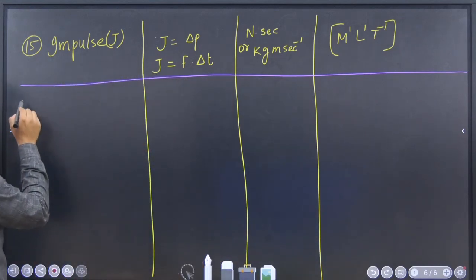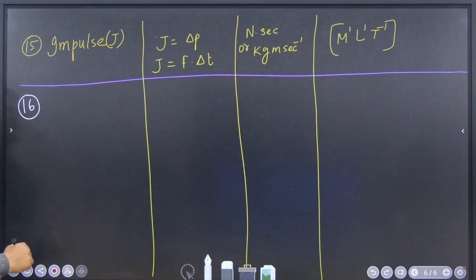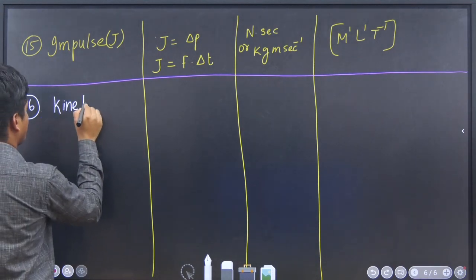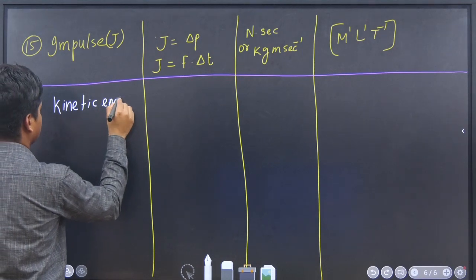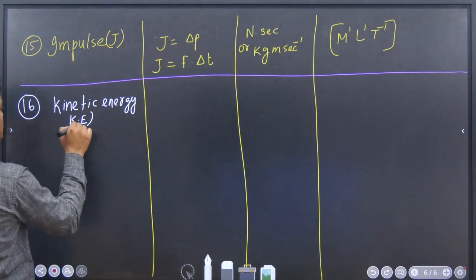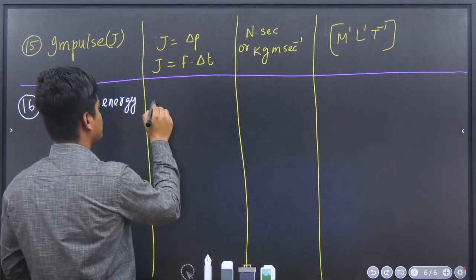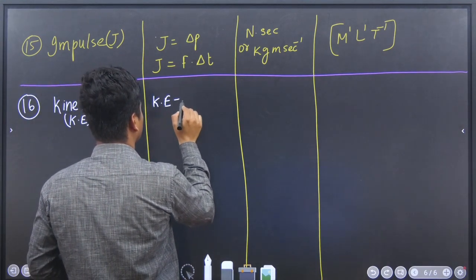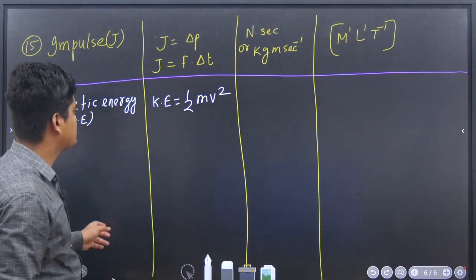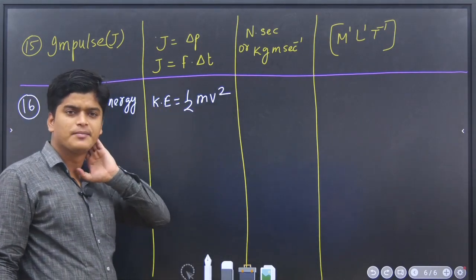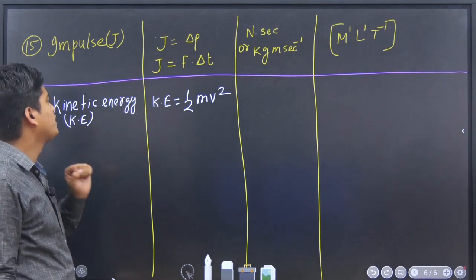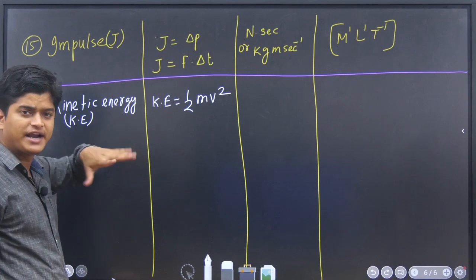So here, the 16th one. Remember, write kinetic energy, KE. Now what is kinetic energy? Kinetic energy is nothing but half mass times velocity square. Remember, kinetic energy is half mass times velocity square. Kinetic energy is basically a scalar quantity, but remember, impulse is a vector quantity.